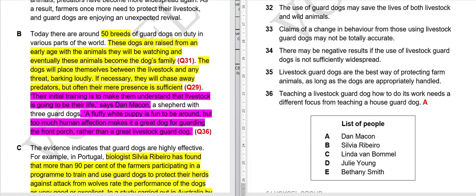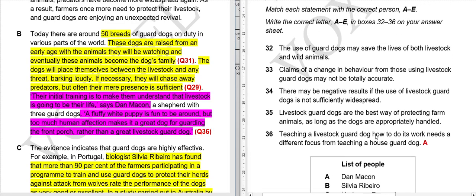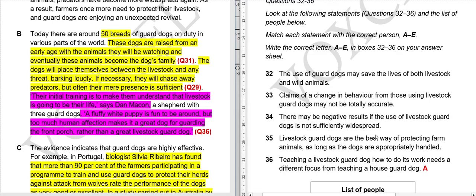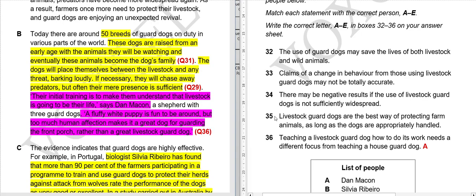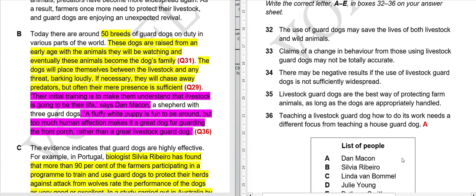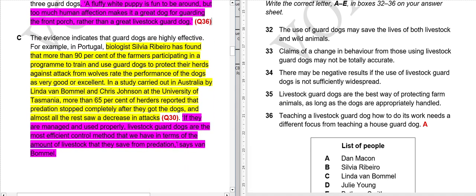So for guard dog you need to train them with livestock, and for house dog it's fun to be around human affection, these kind of things, work with them. So we have written A option. Again, there is no note written that you may use a letter more than once, so we will have to write one letter for one question. There are 5 questions and 5 people, so all will be used. So we'll move forward to the next.